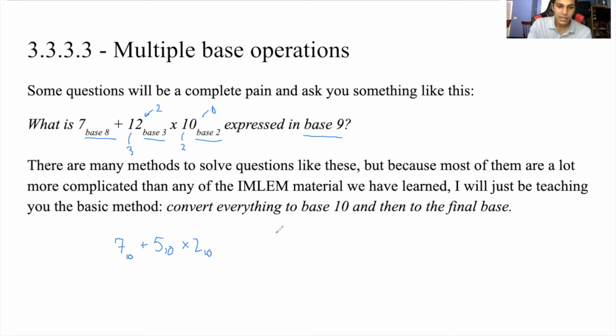And then expressed in base 9. So first we need to do out these operations. So 5 times 2 is 10, then 7 plus 10 is 17. So this is 17 in base 10. And now we need to convert 17 in base 10 to base 9.